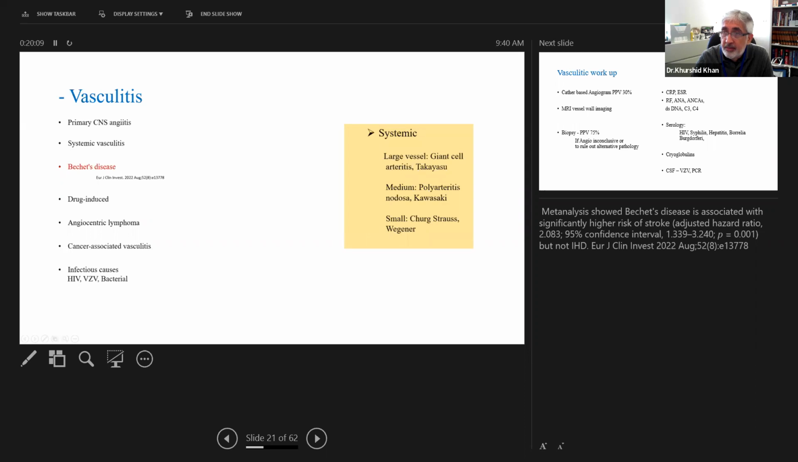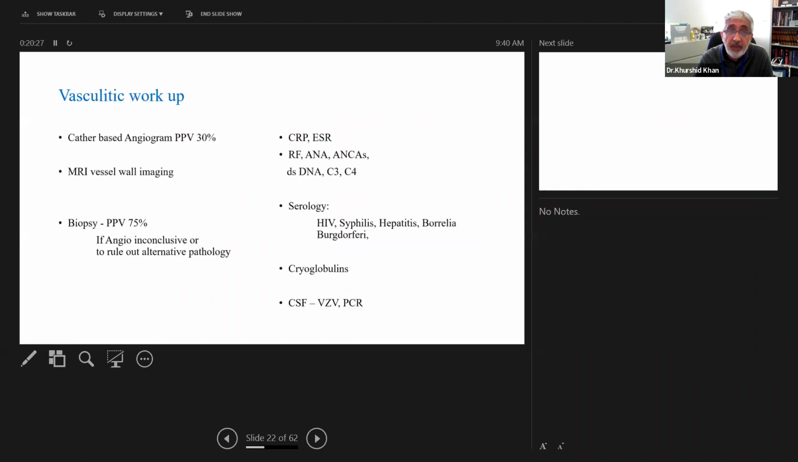Some of the conditions which may lead to large vessel vasculitis, like giant cell and Takayasu, polyarteritis nodosa in the medium size arteries, and Churg-Strauss or Wegener's conditions cause small vessel vasculitis.